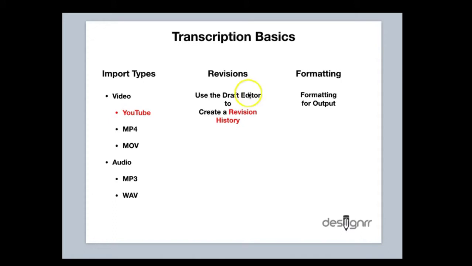I'm going to show you how to use the draft editor to create a revision history, and I think that's going to be important for you. Later on down the road, you may discover, hey, I want to go back and take a look at this and pick up something a little different or use a different screenshot. You can create a revision history by using the draft editor. And then finally, I'm going to talk about formatting for output. So those are the things I want to cover in this next video that will help you to be successful using the transcription tool.